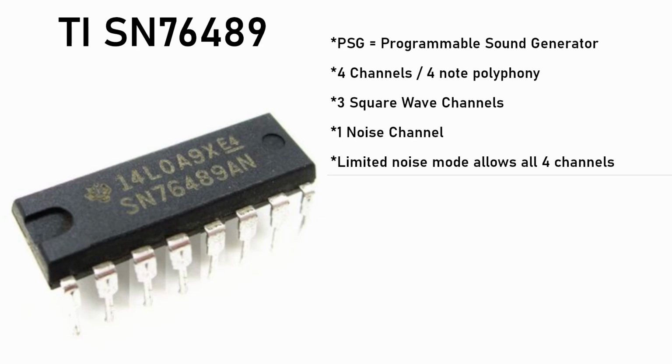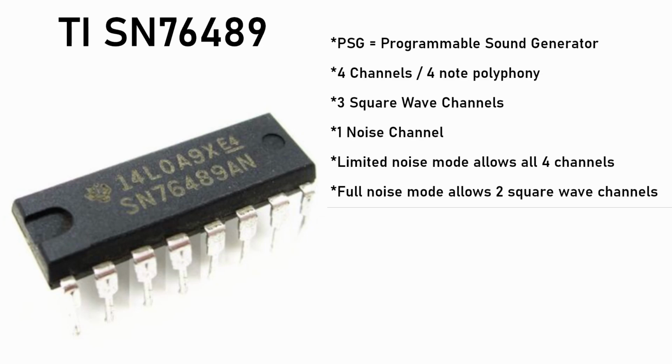If you enable the full range mode, then you can't use the 3rd square wave channel at the same time that noise notes are playing in channel 4. Well, I mean, technically you can, but it'll screw up how the noise sounds, so you wouldn't want to.